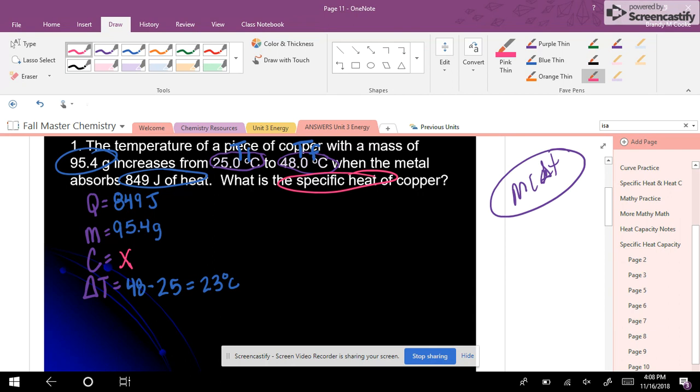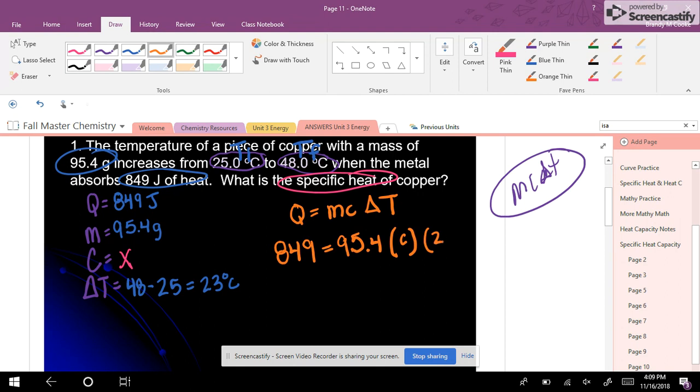And now we just plug it in. So I know my equation is Q equals MC delta T. And I'm just going to plug each variable in. I have 849 equals 95.4 times C, that's my X, times 23 degrees Celsius. This is my grams, and that's my joules per gram degree Celsius.